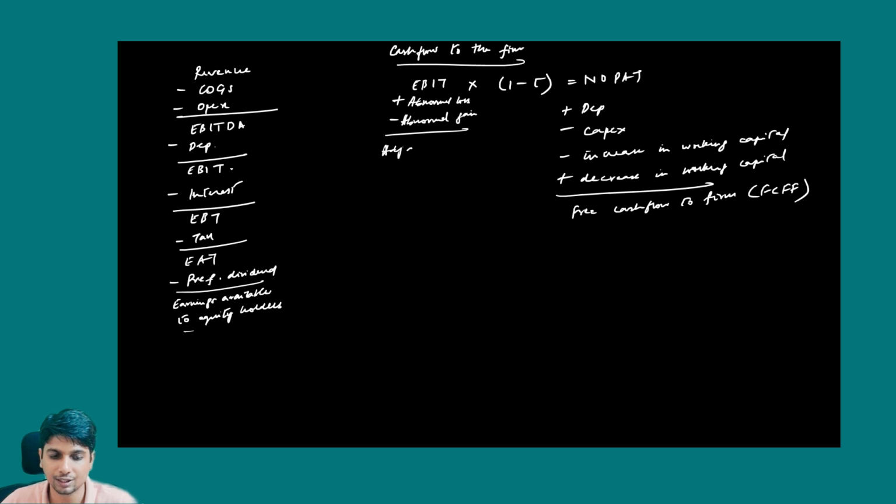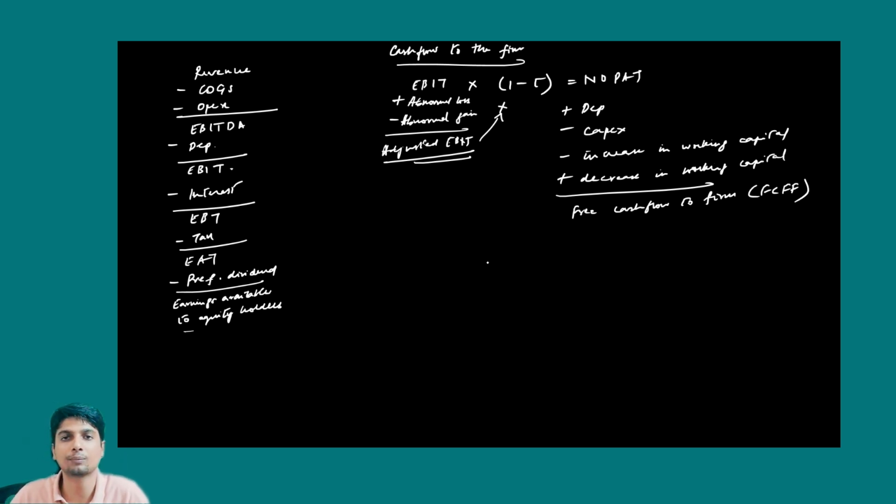We get adjusted EBIT. So in this case, I will take this adjusted EBIT and I will multiply this by 1 minus tax rate. So instead of EBIT, I will take adjusted EBIT, and then the entire process will be the same.